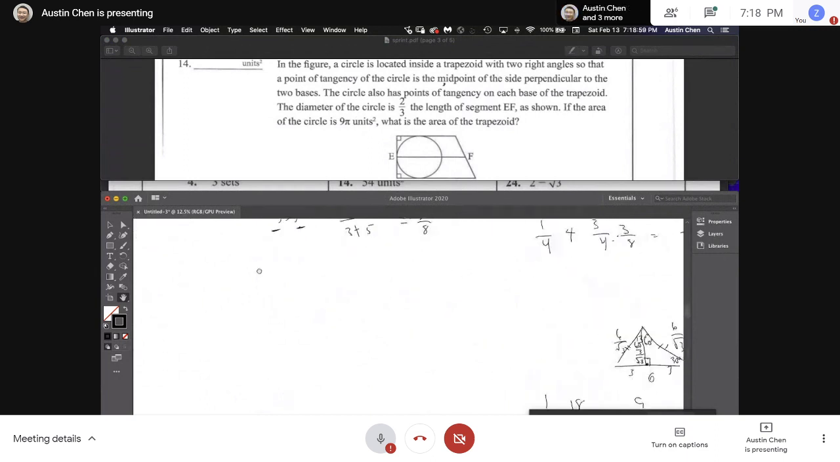Okay, so let's find the diameter of the circle. If the area is 9 pi, then the radius is going to be 3, just divide by pi and square root it. Then our diameter is going to be 6. Now, if this is 2/3 the length of segment EF, then EF is going to be length 9. And this height right here is just the diameter of the circle, so it's 6. Then the area of the trapezoid is going to be this times this, which is 54.